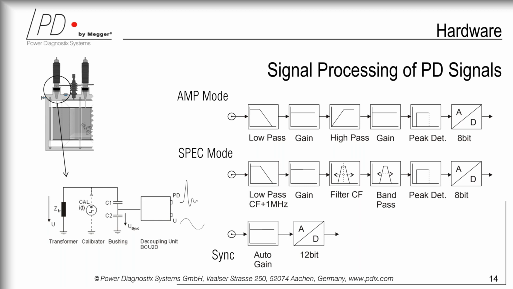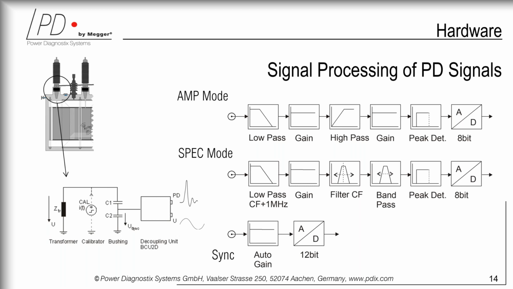When we want to look at the spectral mode, we basically do a low pass with a central frequency of about 1 megahertz. We follow that with a gain. Then we have a filter, and after that we use a bandpass filter and the peak detection. Again, all that is analog, and then we follow that with an A to D converter in order to bring everything to the digital mode.